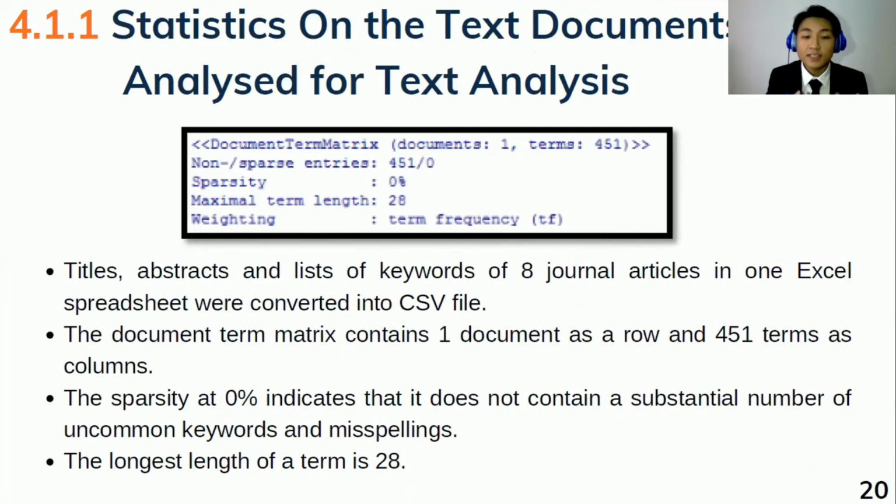So basically, the document term matrix contains one document as a row and 541 terms as columns. The sparsity at 0% means that it does not contain a lot of uncommon keywords and misspellings. And the longest length of a term in this text document is 28.